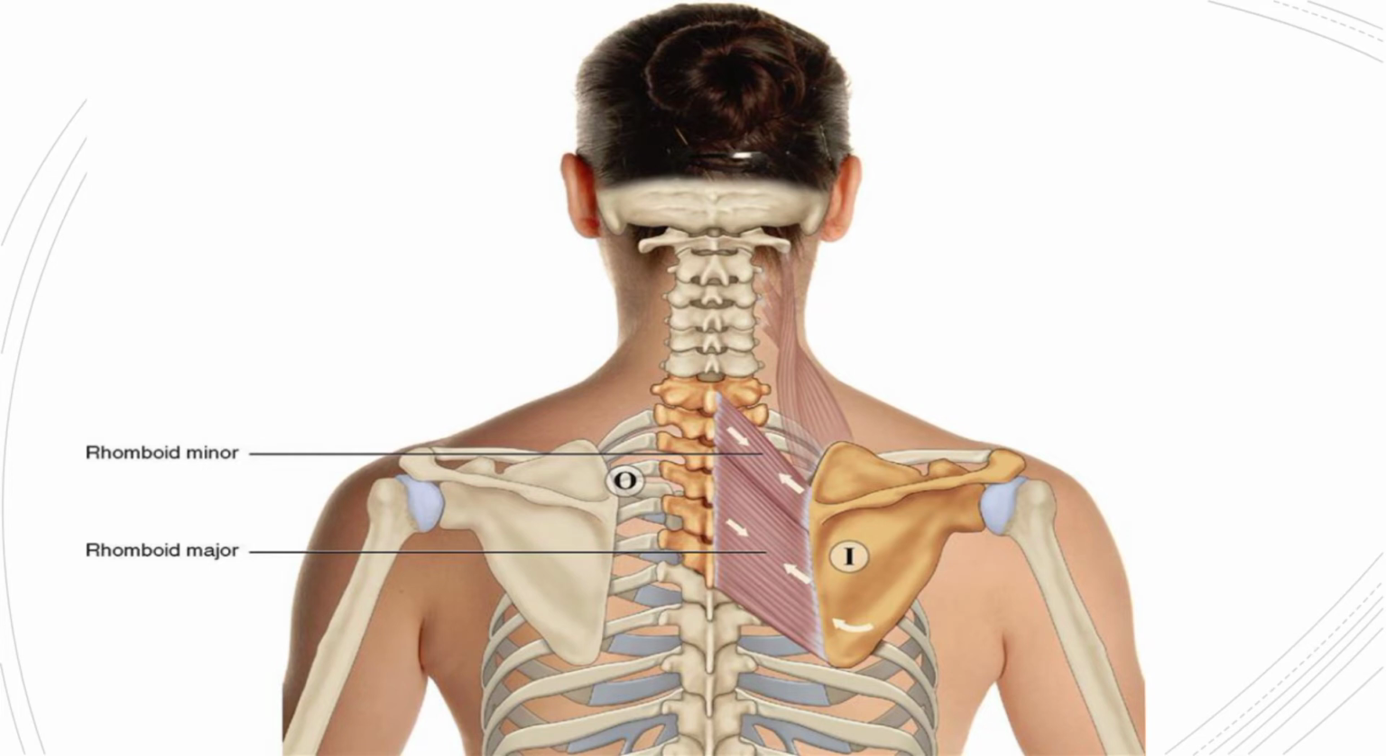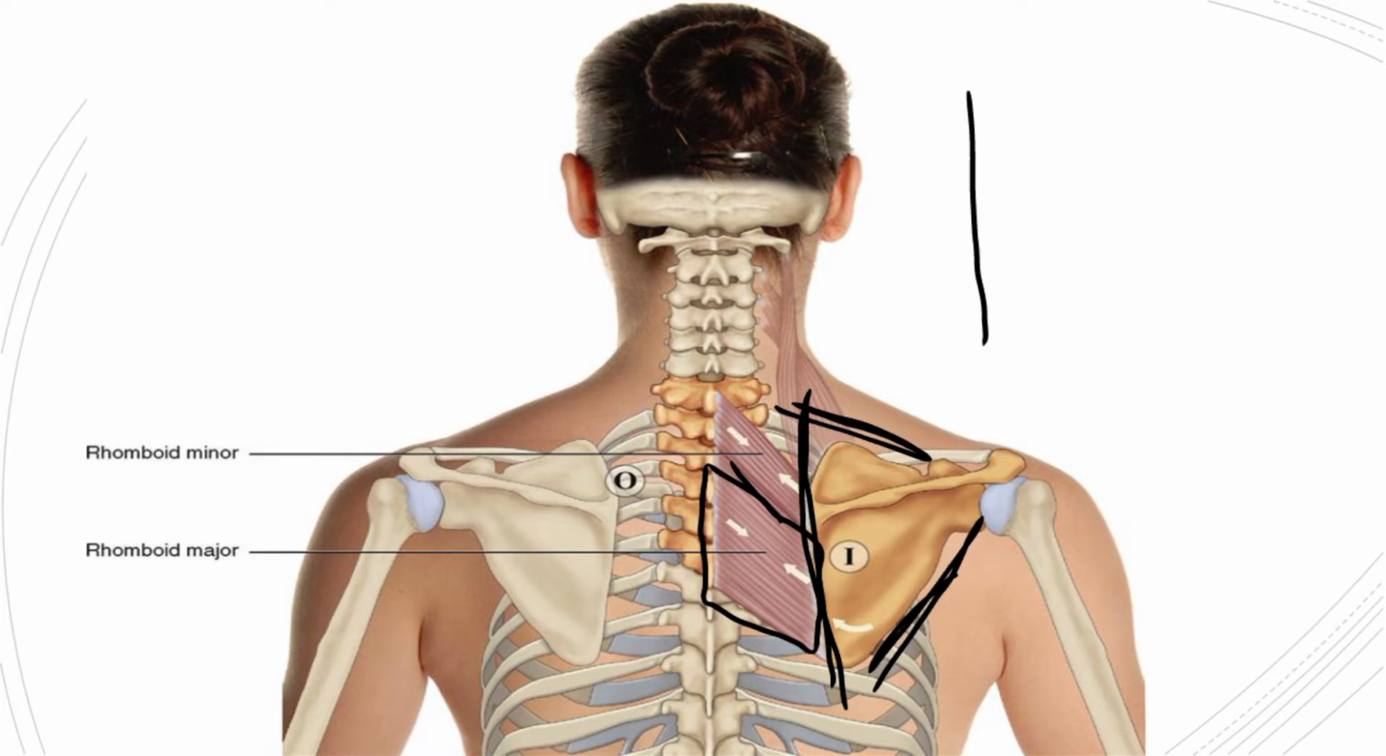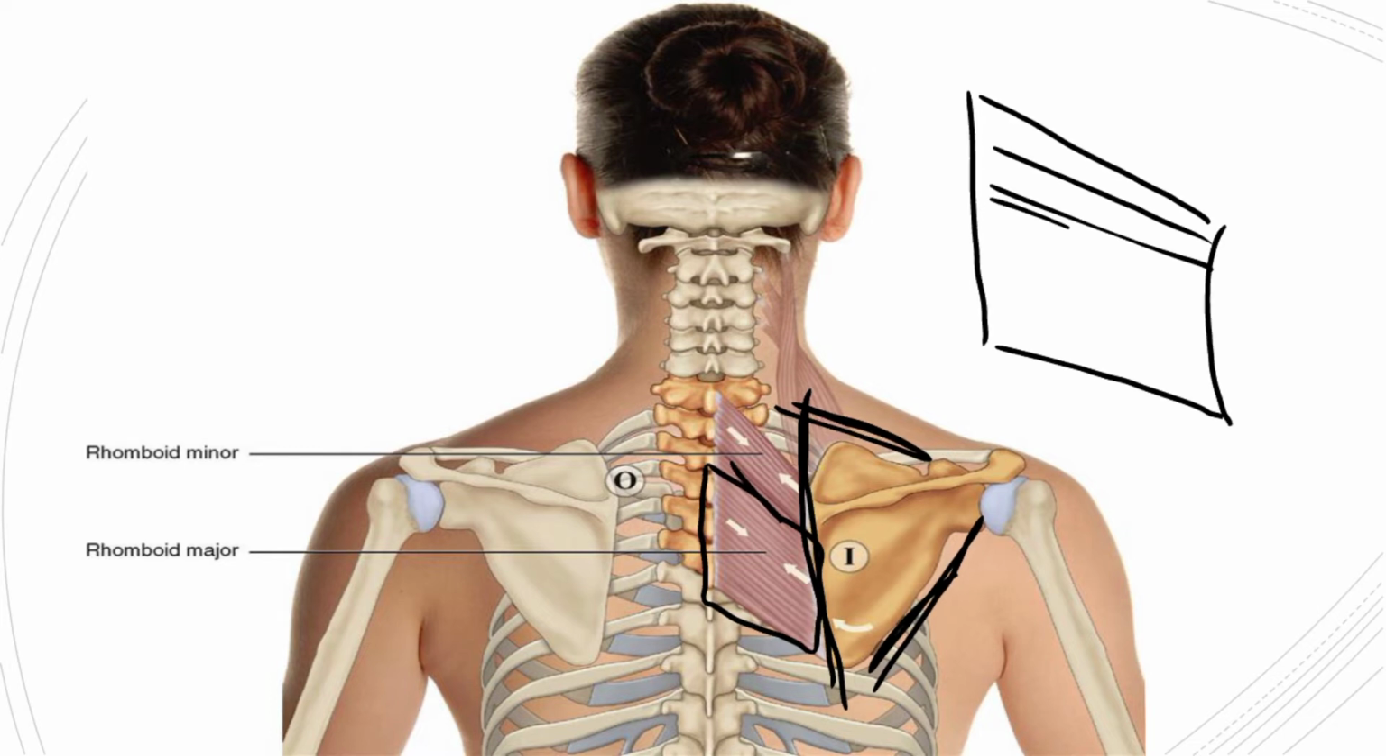Now, this is the rhomboid major. It is a large muscle. Here it is found connected to the medial border of the scapula. This is the medial border of the scapula. This is the lateral border, and this is the superior border. Now, this is the rhomboid major. It looks exactly how it is, like the shape of a rhomboid, which is a quadrilateral, and it has some striations.